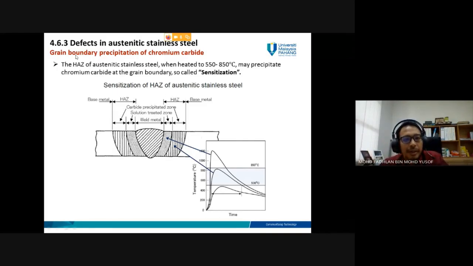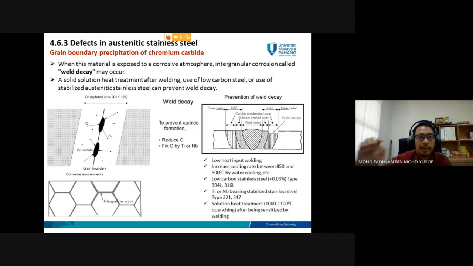So another way is grain boundary precipitation of chromium carbide. The HAZ of austenitic stainless steel when heated to 500 degrees to 800 plus degrees may precipitate chromium carbide at the grain boundary, so called sensitization. So sensitization of HAZ of austenitic steel ni inilah proses dia. So when this material is exposed to corrosive atmosphere, intergranular corrosion called weld decay may occur.